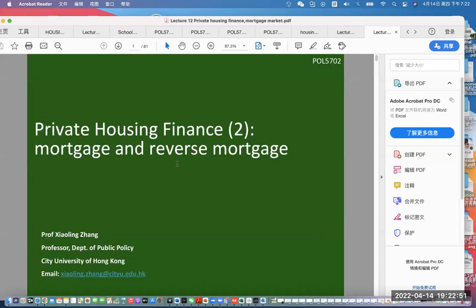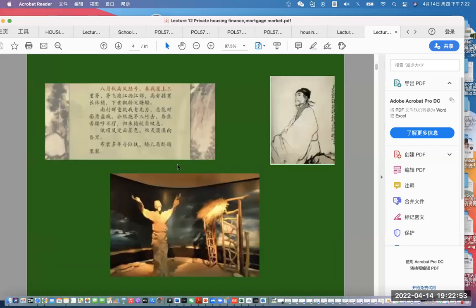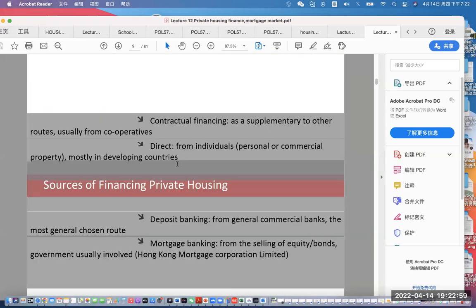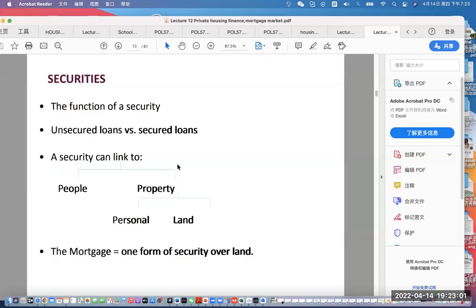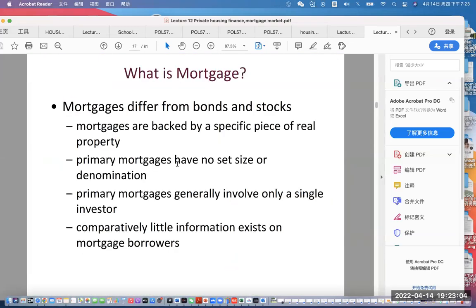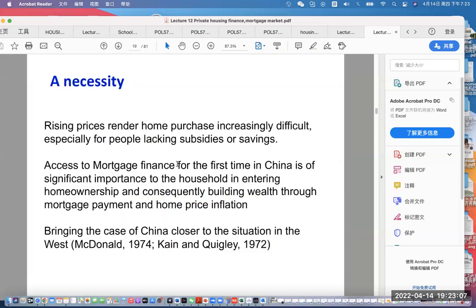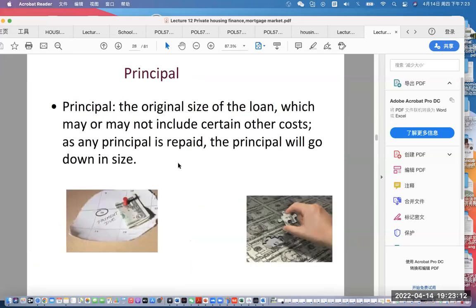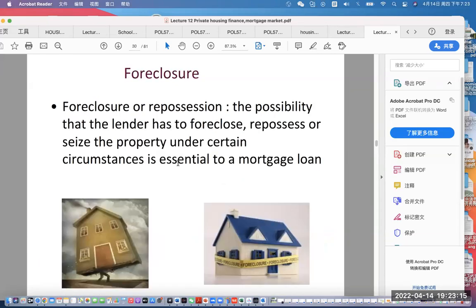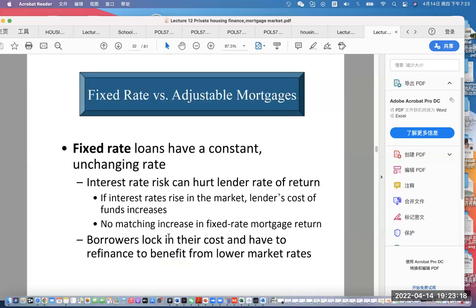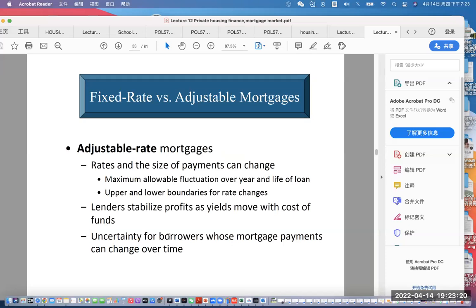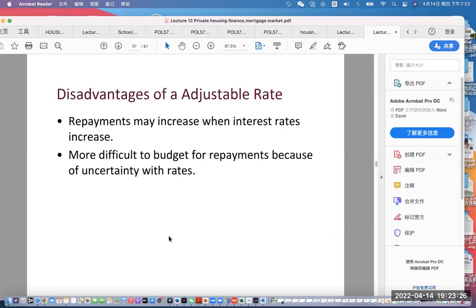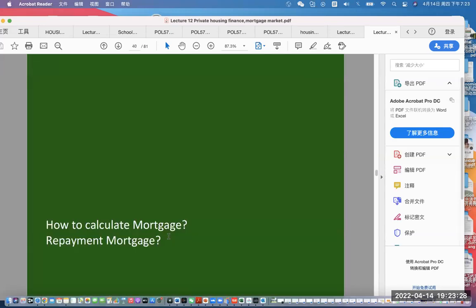The last one is mortgage and reverse mortgage. This one usually starts from the differences between the American and Chinese dreams, and how the financial crisis would start from different types of mortgage loans, and the China characteristics, right? And then we introduced the different actors that engage in mortgages. And we introduced fixed rate and adjustable rate mortgages, and both the advantages and disadvantages of fixed rate and adjustable rate, and the LTV term.